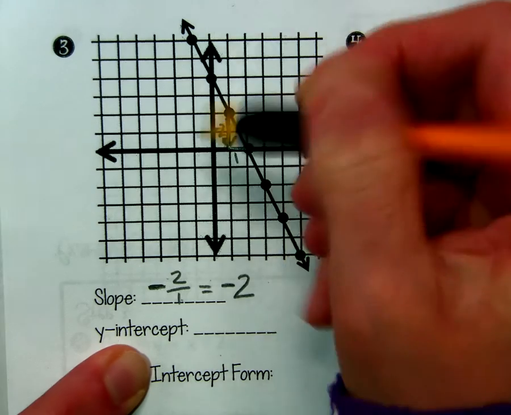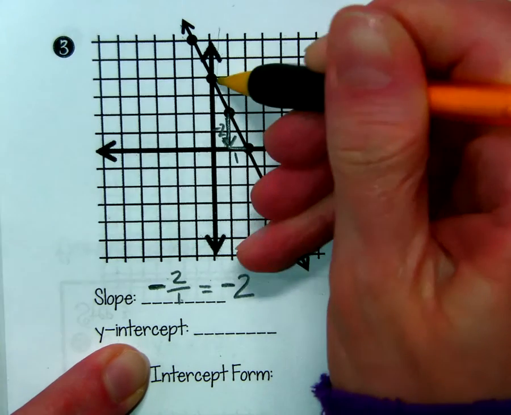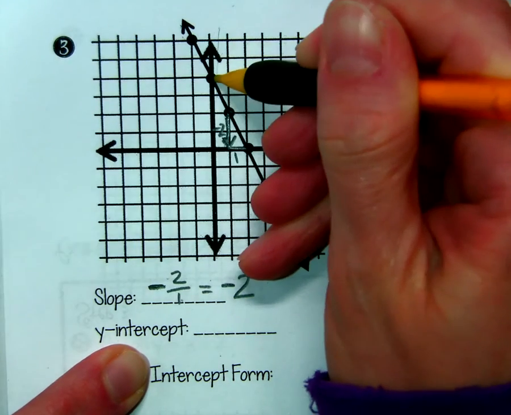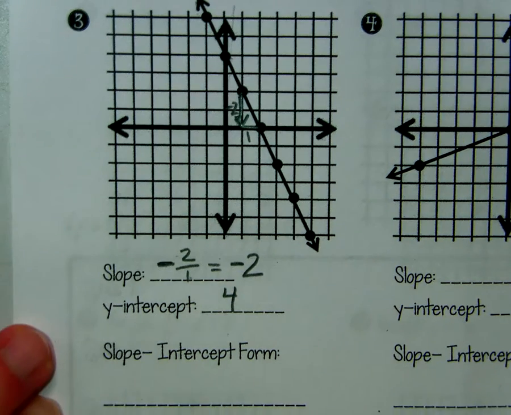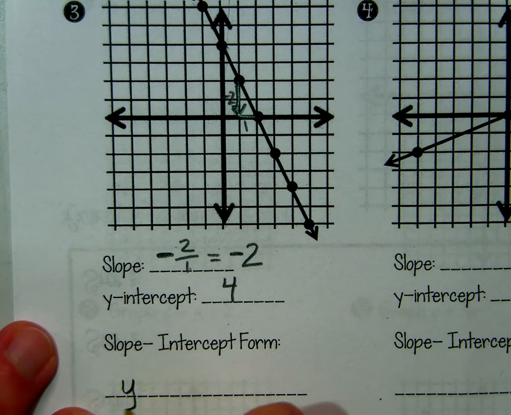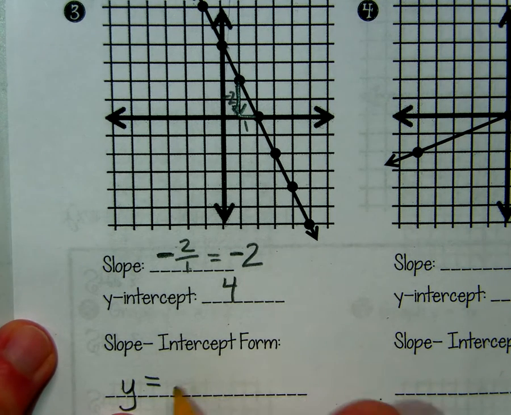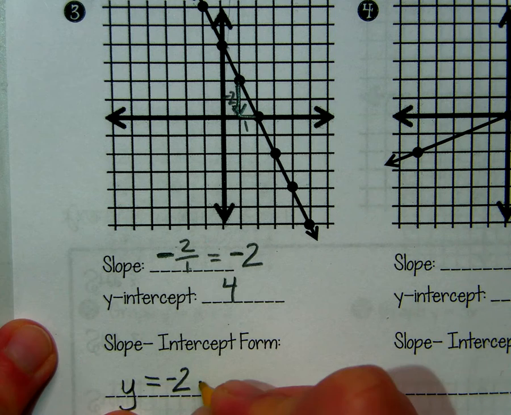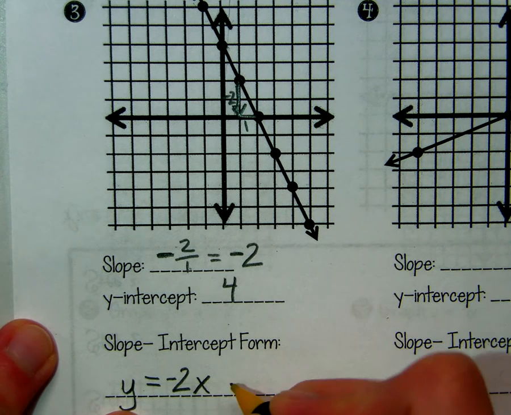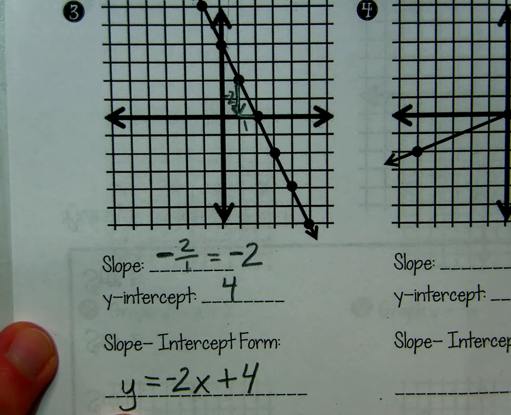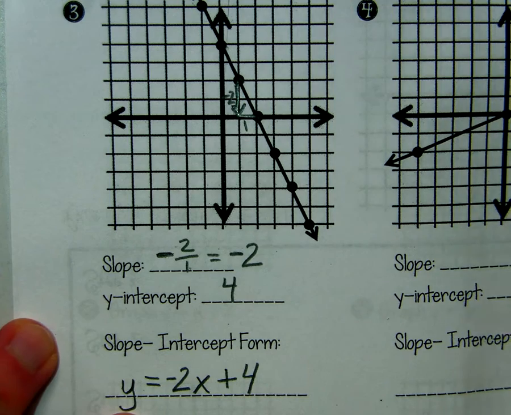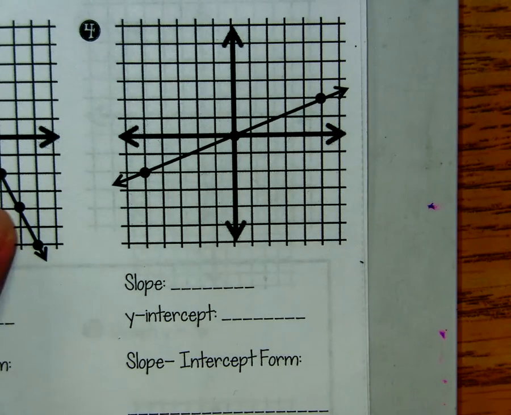The y-intercept, if we're looking at where it crosses the y-axis, it's up here at 1, 2, 3, 4. So my y-intercept is 4. So my slope-intercept form, you always start with y equals, then you do the slope, -2. That goes with x. And my y-intercept is 4, so we do +4. So that's it for number 3. Moving along, I'll do the last one of these, number 4.